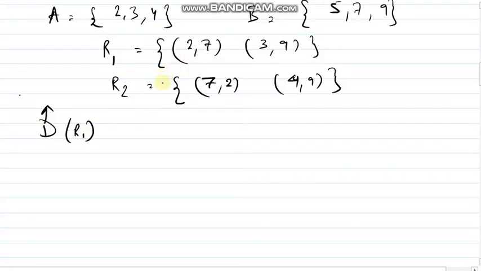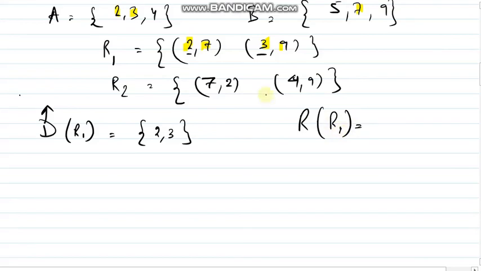For domain and range, first you have to check whether the relation is valid or not. Just check the first case: 2 and 7 is coming from here, and 3 and 9. That's all fine here. So the domain of this relation will be only 2 and 3, the values of X. These are the first values. And what will be the range of the relation? The range will be the values of Y, which are 7 and 9, right?